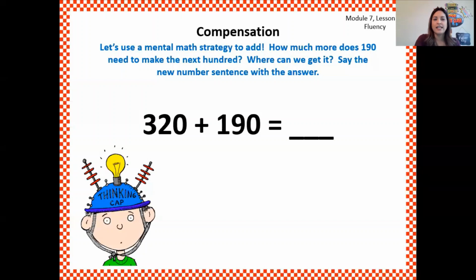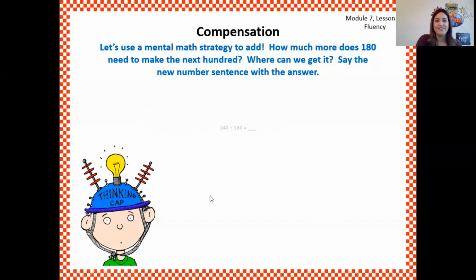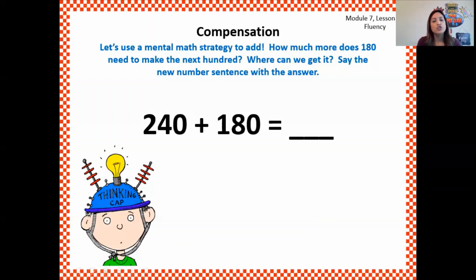Next problem, 320 plus 190. How much does 190 need to make the next 100? 10. And where do we get it from? 320. So what would it have left? 310. So if we give those 10 to 190, now we have 200. So our new number sentence is 310 plus 200. What's the answer? 510. Very good.